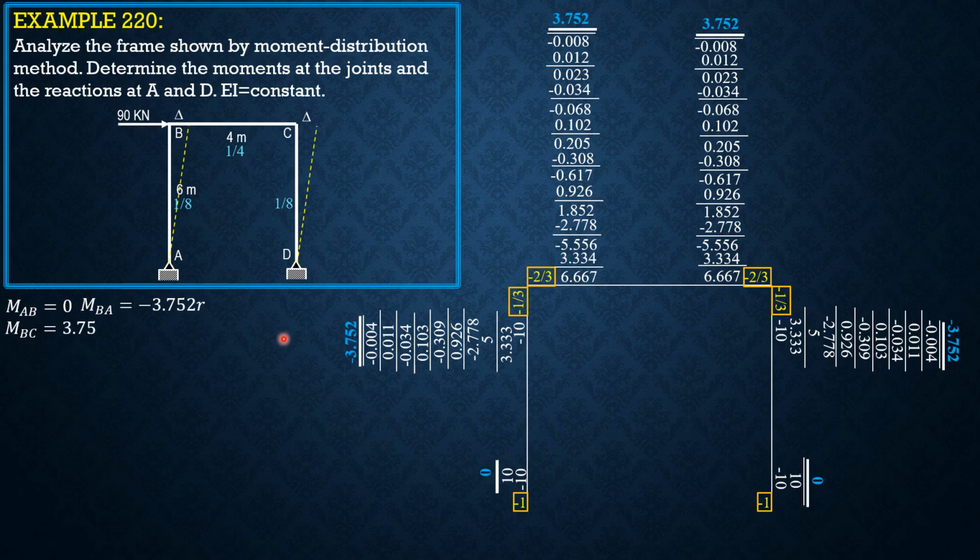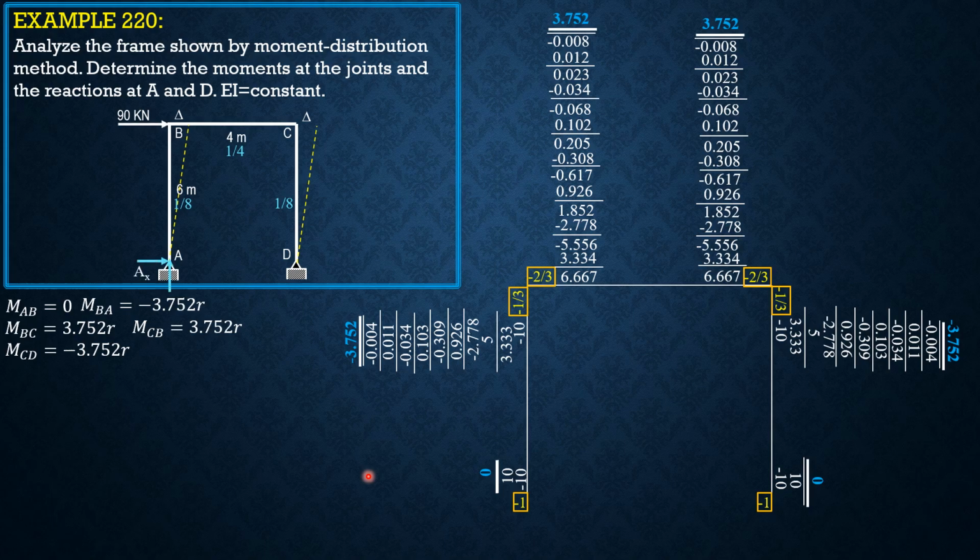So 1/6 of MBA, which is negative 3.752R, plus 1/6 of MCD, which is also negative 3.752R, plus 90 equals 0. So from here, we can solve for R. R is 71.962. So we can now compute the final moments. MBA is negative 3.752 times 71.962. So MBA equals MCD equals negative 270 kilonewton meter. Then MBC equals MCB equals positive 270 kilonewton meter.